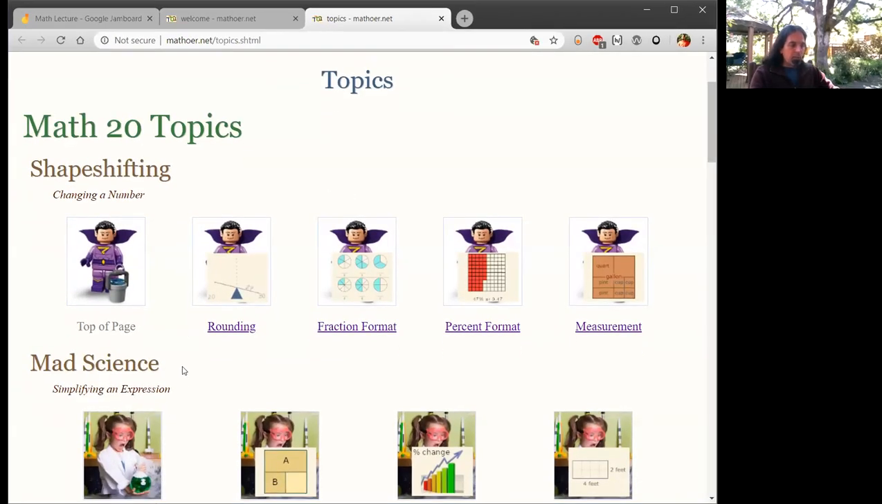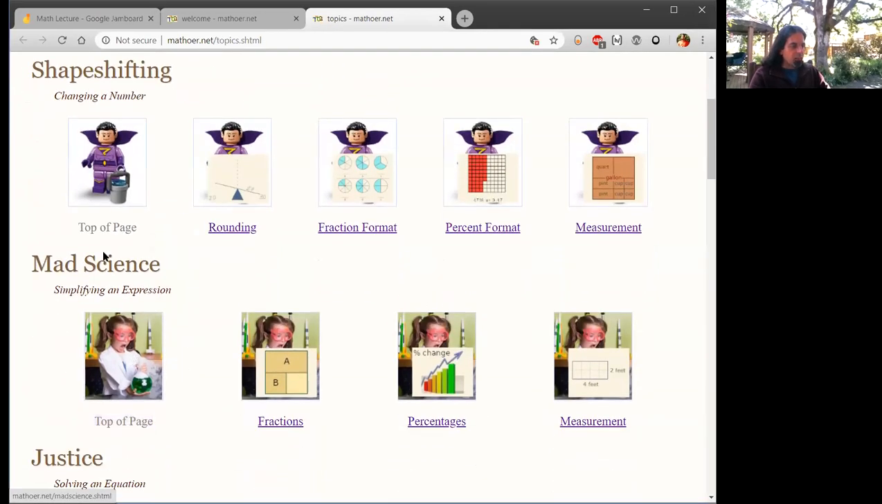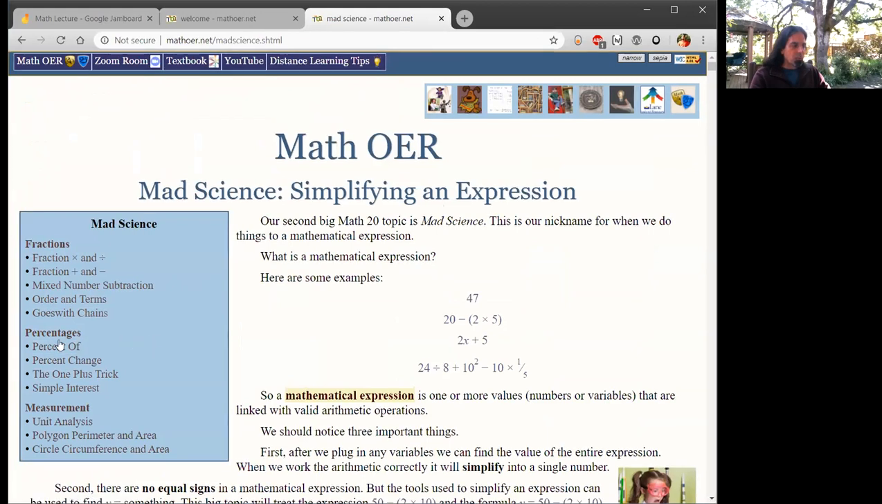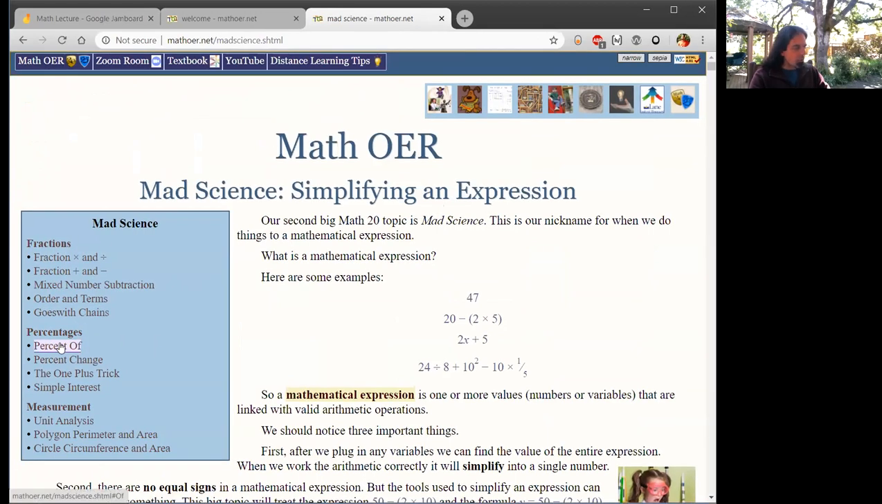So we're starting week 5, and we had done all of shapeshifting. For mad science, we had talked about fractions in lots of ways. We had almost finished percentages, but not quite. We did that: I have a certain percent of a number. We did a percent change where I have an old and a new value, and I'm looking for the percent.